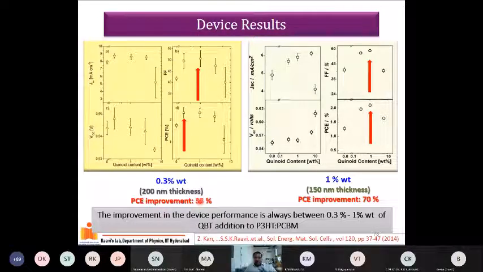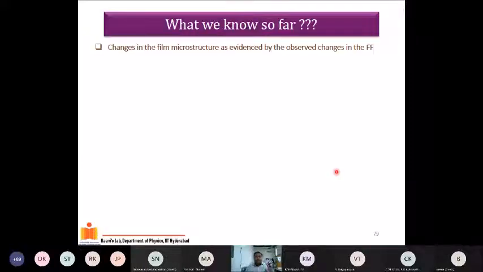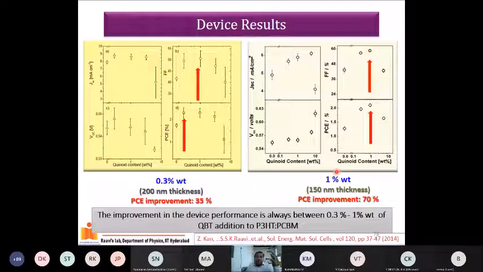Yeah, these are the things which you can do. You can do morphology study and other things. Importantly, we see that with a particular concentration, for 200 nanometers thickness, 35% is improved for 0.3% weight percent, and for 150 nanometers, about 70% is observed for 1% QPT. Okay, so depending on the thickness of your active layer, the 3D morphology changes, and that's why the concentration of the third component also starts playing a role. What we know is that there is a change in the morphology, which is the film microstructure, as evidenced by the observed changes in the fill factor.